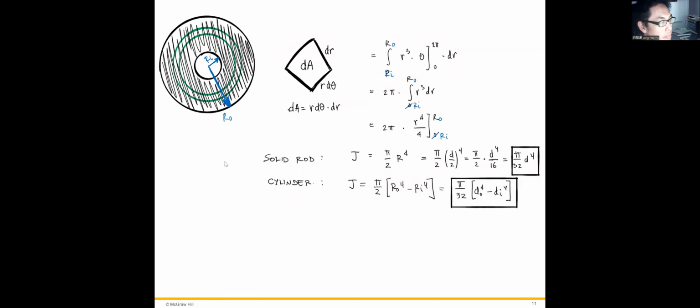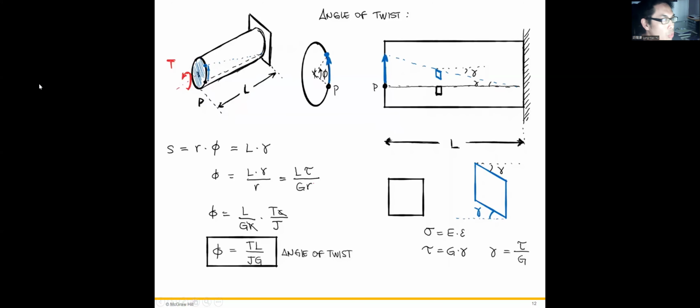So what is twist angle? Let's go back to the very beginning, what we already know. The shaft is totally fixed at one end, and we apply a torque. The maximum shear is located at its surface, and there is zero shear stress at the center.